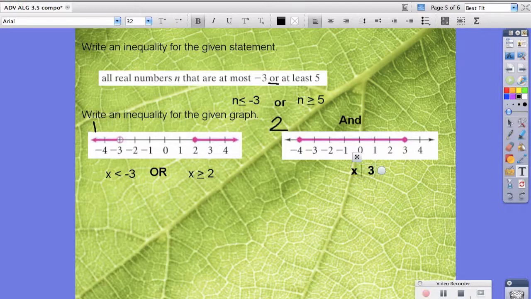Then we have to figure out, is x greater than 3 or less than 3, and then the or equal to portion. So x is less than or equal to 3, and it's or equal to because the circle is closed over here. And then we look on the left. It starts with -4, and x is greater than or equal to -4. So that's how we graph this one.